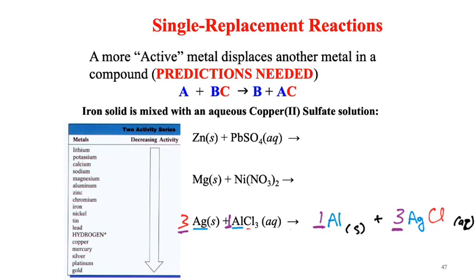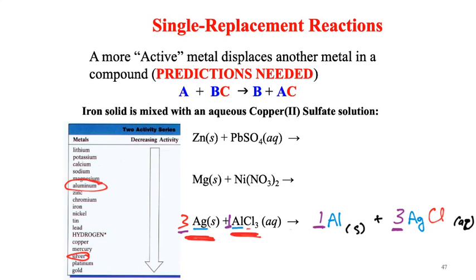Okay? So, with that, how do we decide? We need to identify silver and aluminum on the chart. There's silver. Where did aluminum go? There it is. It's not below it. That works. Aluminum is higher in activity, which means aluminum wants to be with something. Where is aluminum with something? On the left-hand side of the equation. Silver is lower in activity, which means it wants to be by itself. Where is that? On the left.